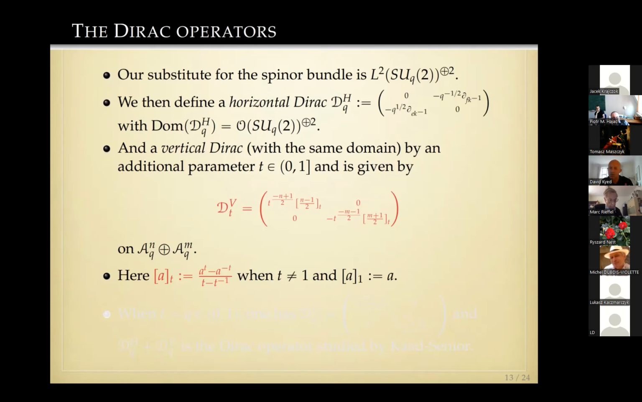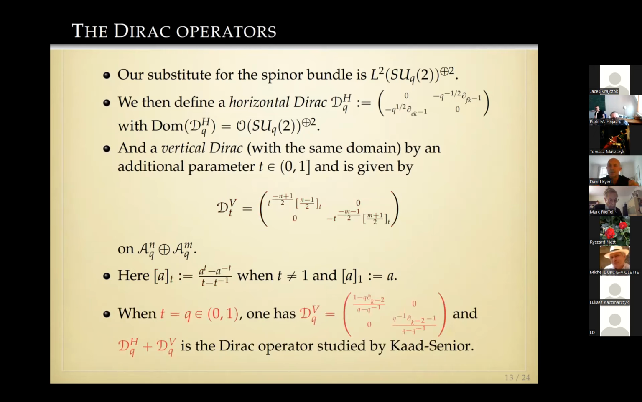And it's, of course, concocted in such a way that as t goes to 1, at goes to a. But if you don't like these q numbers and you're not used to them, feel free to zoom in on the case where the t and the q are the same. So in this case, the vertical Dirac operator here also has a sort of more intrinsic description in terms of the quantum enveloping Lie algebra.